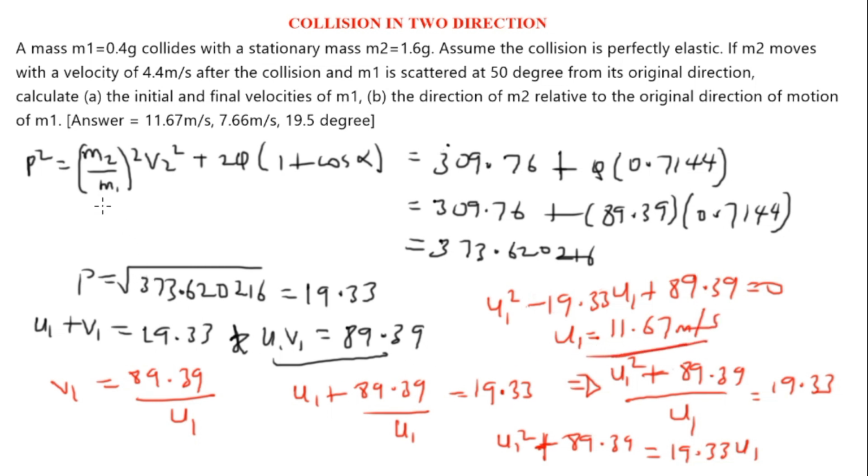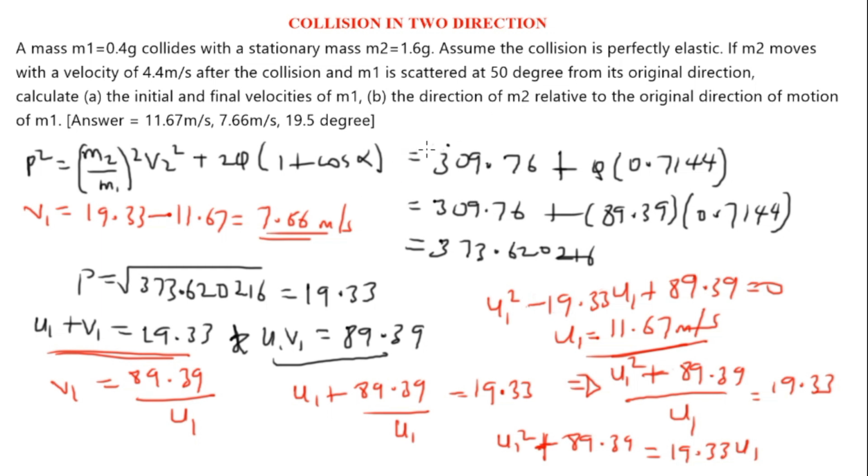So we can get our v. Don't forget that u1 plus v1 is equal to 19.33. So it means that v1 will be 19.33 minus u1, which is 11.67. If you do that correctly, you should have 7.66 or 7.65 meter per second. So we have obtained u1 and v1.